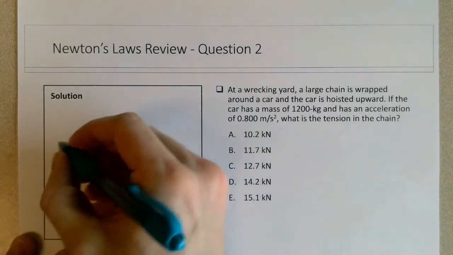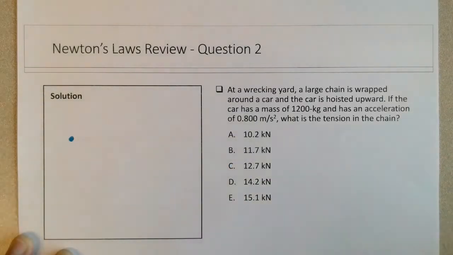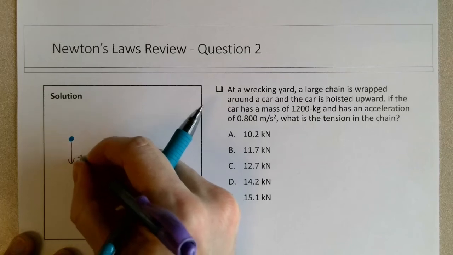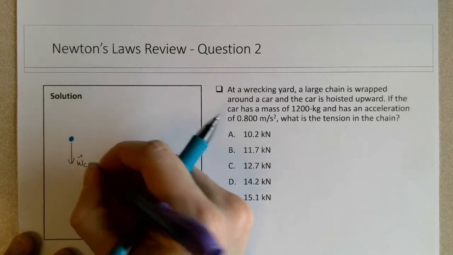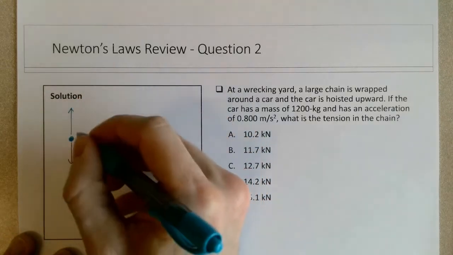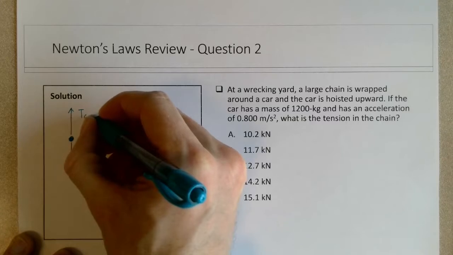So if we were to draw a free body diagram for the car, I know that it has a downward weight force. So I draw the weight force that's on the car by the earth, and then there is an upward force, and this is going to have to be larger to give an upward acceleration. And this is the tension force on the car by the chain.